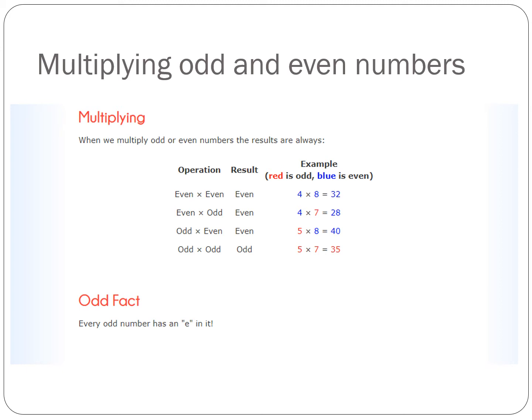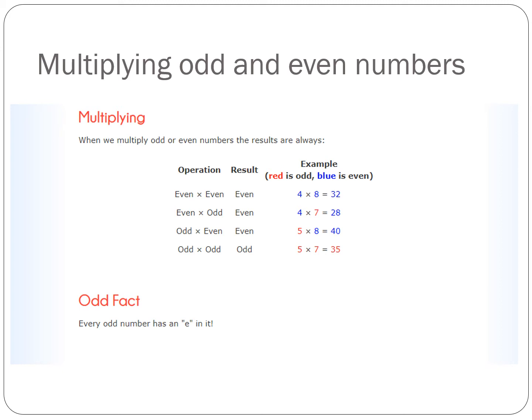Okay, if we take an even number and multiply it with another even number, our result will always be even. For example, 4 times 8 equals 32. If we take an even number and multiply it with an odd number, the result will always be even. For example, 4 times 7 gives us 28.